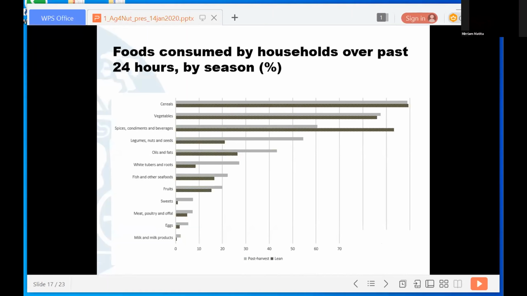Okay. In this figure, we looked at the food consumed by households over the past 24 hours, and likely households are consuming cereals and vegetables in both lean and post-harvest season. But then all other food groups experienced a decline in what households were consuming, except for condiments, spices, and beverages, which we observed there was an increase in the lean season on what households were consuming. Next.